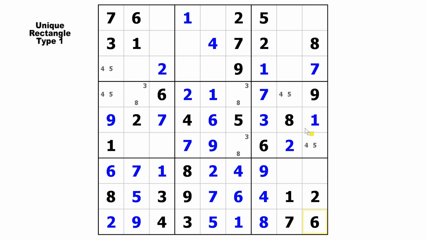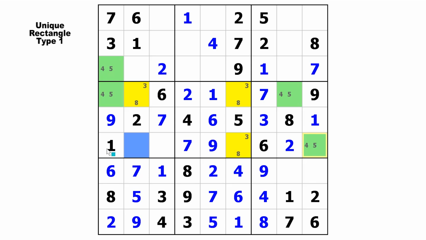Now here in this puzzle, we have a naked pair of 8 and 3 in column 6, and we have another naked pair of 8 and 3 in row 4. So together with this cell, they form a unique rectangle type 1. And notice that we also have a naked pair of 4 and 5 in column 1, a naked pair of 4 and 5 in row 4, and another naked pair of 4 and 5 in block 6. So now let's take a look at this blue cell.